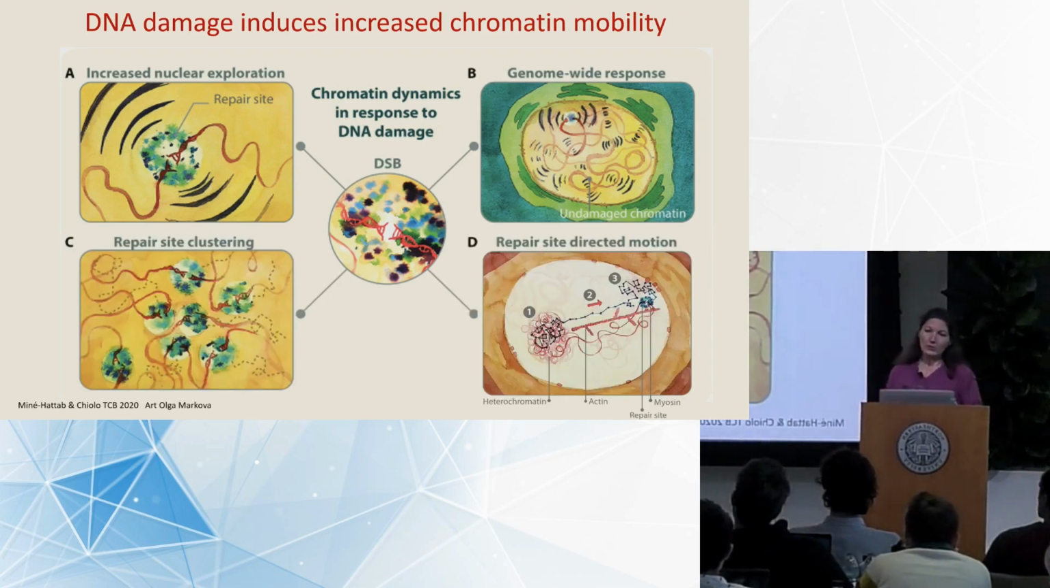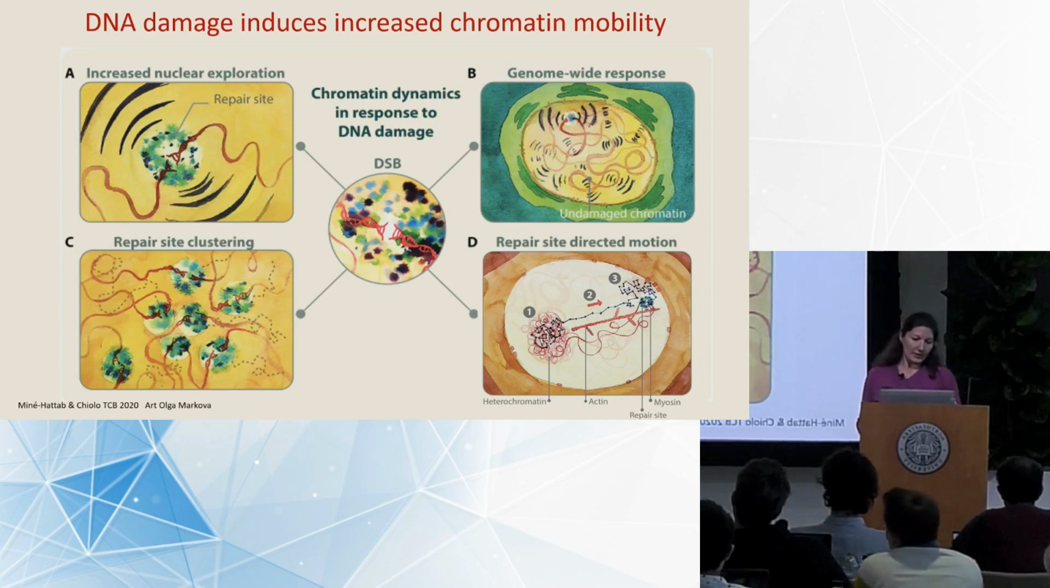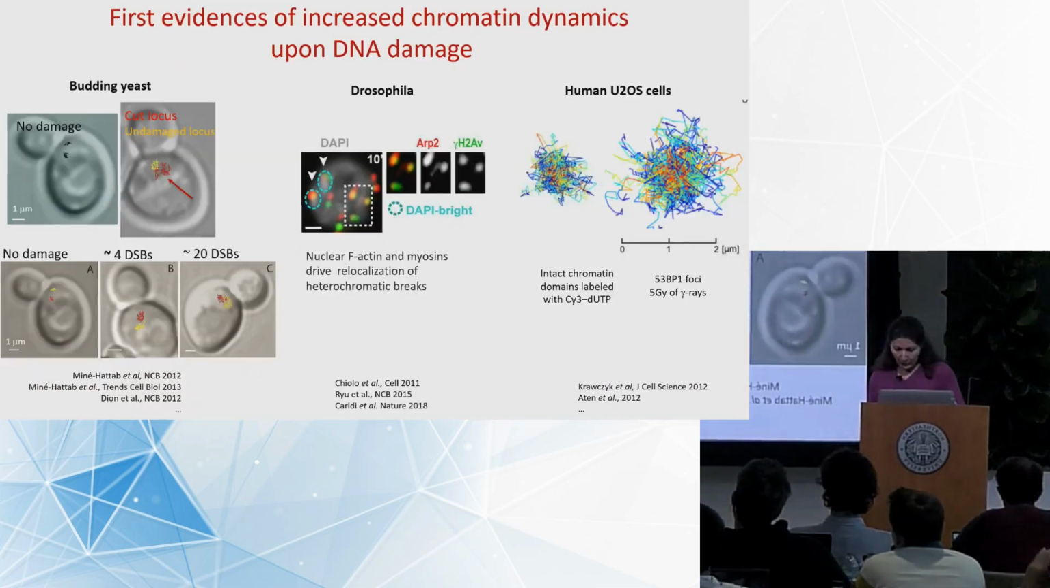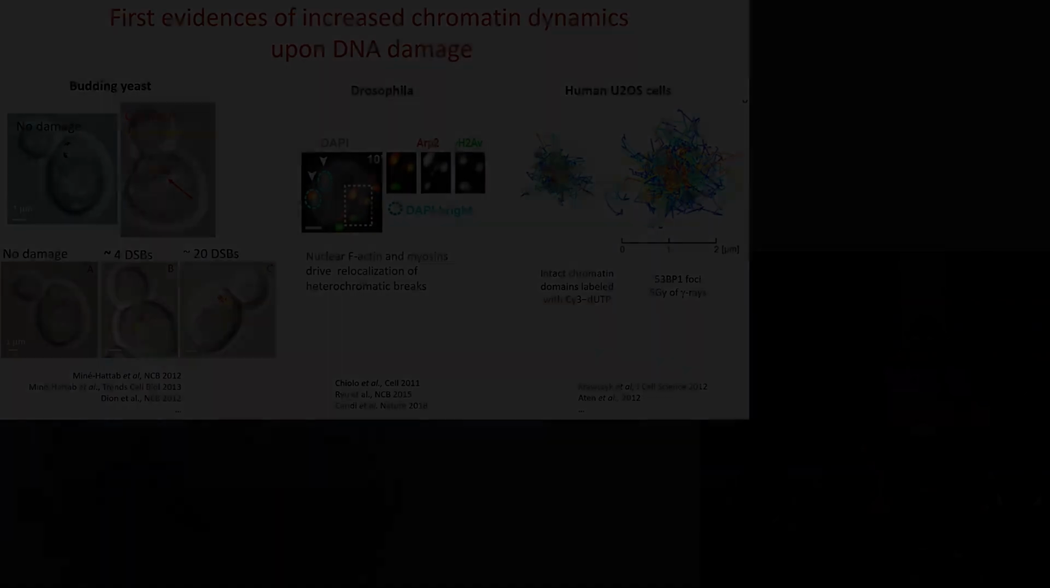In response to multiple damages, it has also been observed both in yeast and in mammalian cells that repair foci can cluster. And finally, in Drosophila, damaged DNA in heterochromatin can actively move to euchromatin to get repaired. So these are more experimental results.